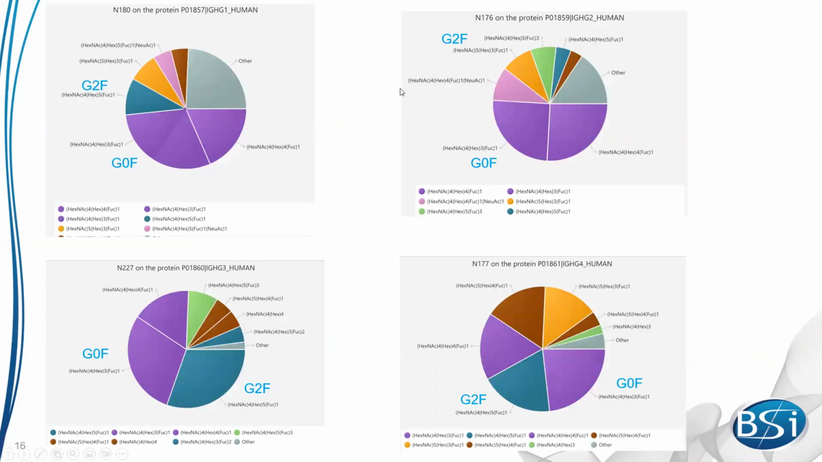And then dealing with the amount of the different compositions, we are able to look at these pie charts from the different samples, or actually from the different subclass types, and get an idea of the amount of the different glycan compositions that are occurring in our samples.